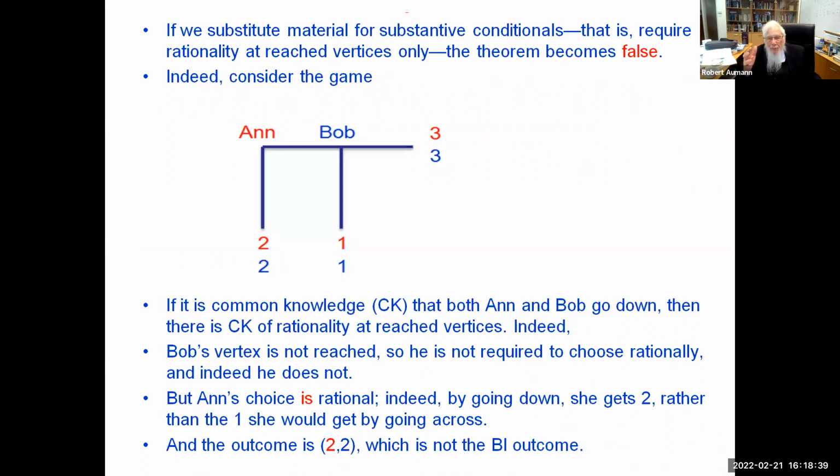Here, substantive rationality means that Bob has to choose rationally even when he's not reached. Right, okay. But Bob, if you allow yourself this nested use of material rationality, is there an example which differentiates substantive rationality from this nested use of material rationality? In this example, substantive rationality and material rationality, but conditional on something else, gives you the same answer. Yeah, it gives the same answer.